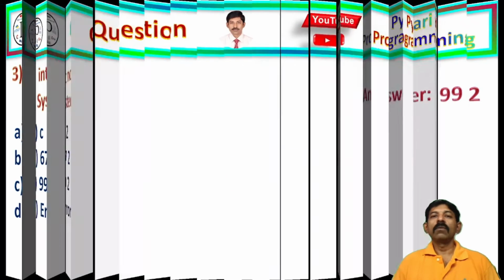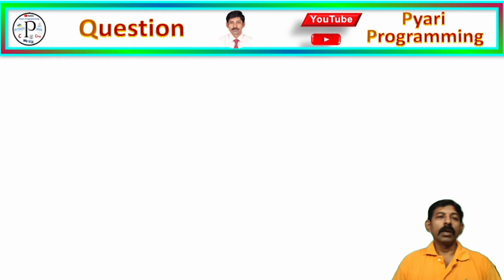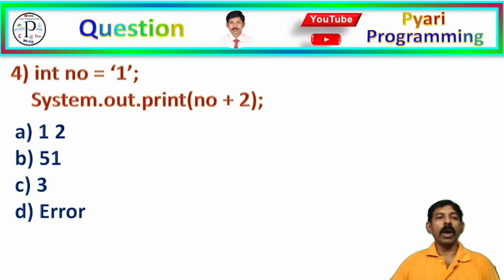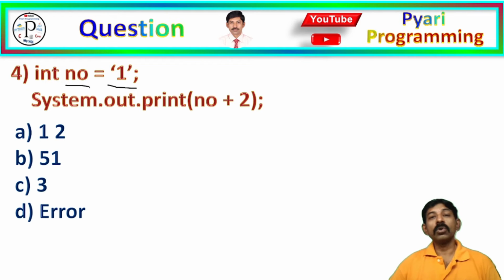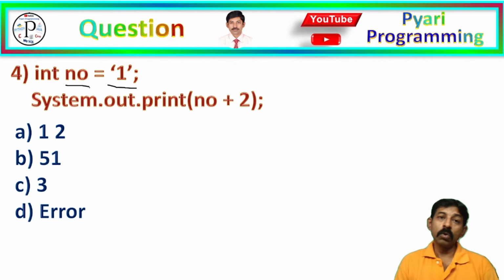Yes. Now see what the question is saying. Now the question is talking about int no is equal to 1, where 1 is given in the quotes. So what is going to be stored in no? Because both sides are of type integer, is it going to store 1? Or is it going to store the ASCII value of your 1?